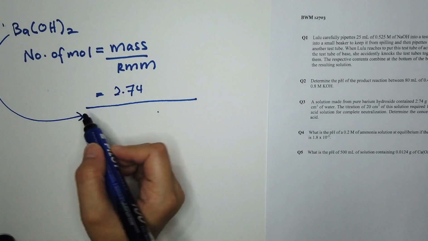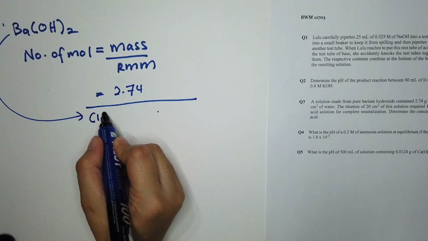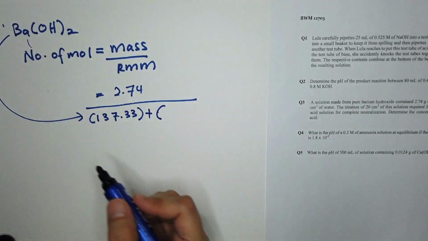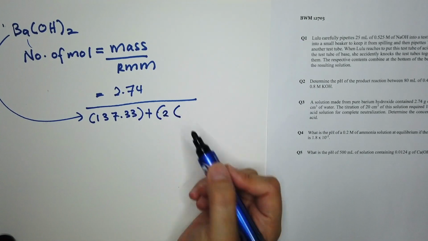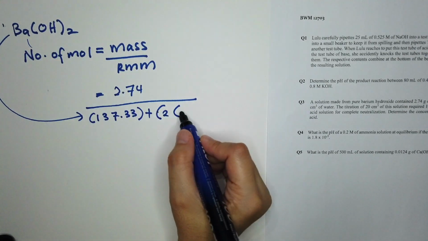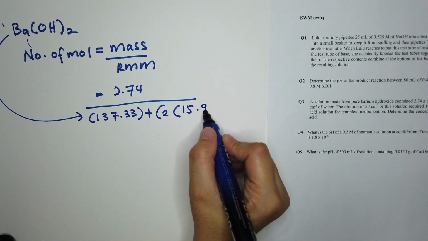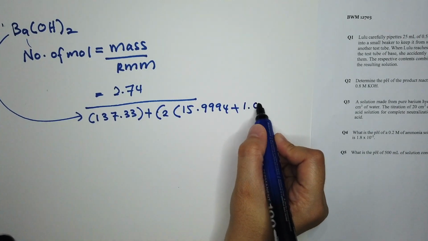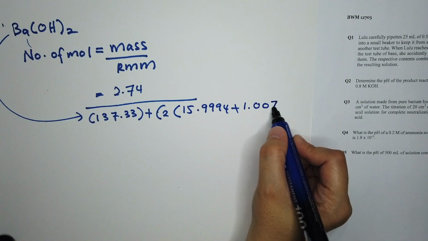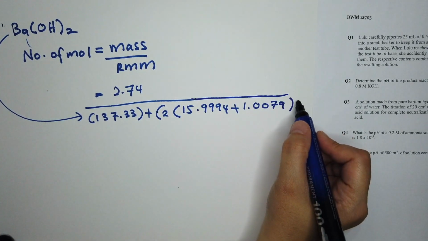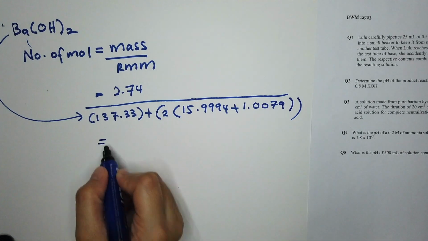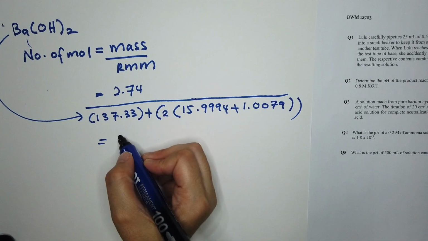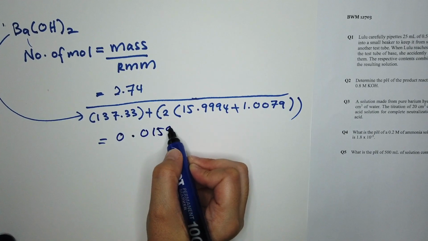So 2.74, and then the RMM is barium, right? So the barium is 137.33, and then you have 2 OH, right? So you need to 2 times, so O is 15.9994 plus H is 1.0079. Okay, right. Then after you have done the calculation, you should get the number of mole for barium hydroxide should be 0.0159 mole.